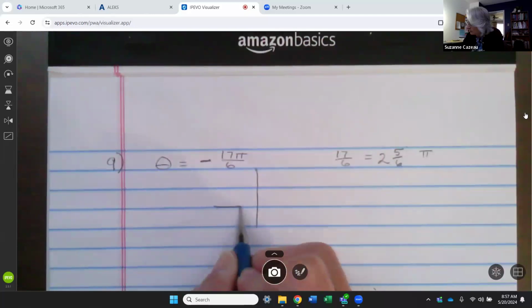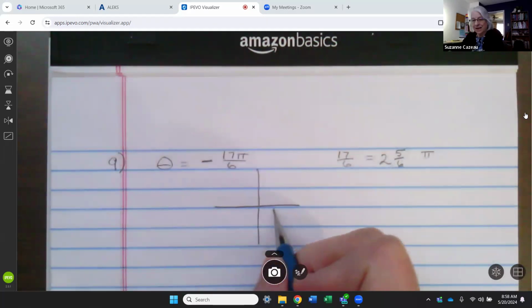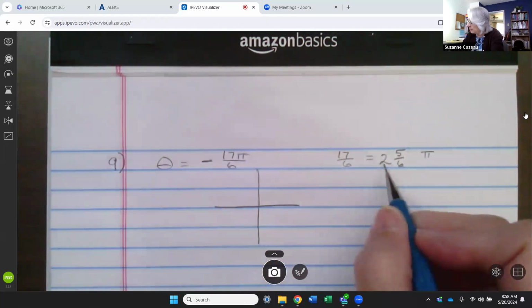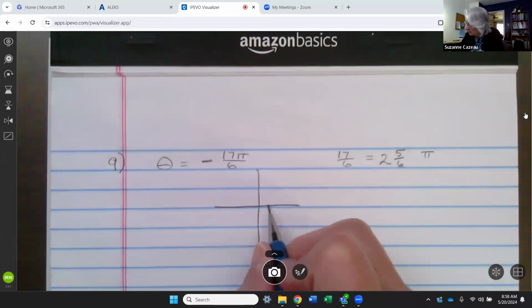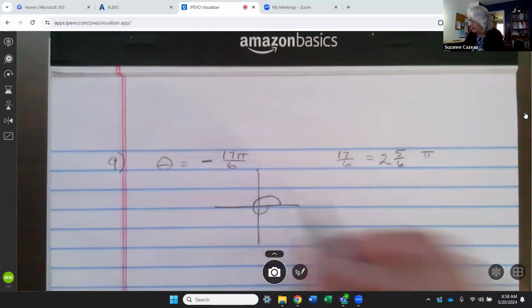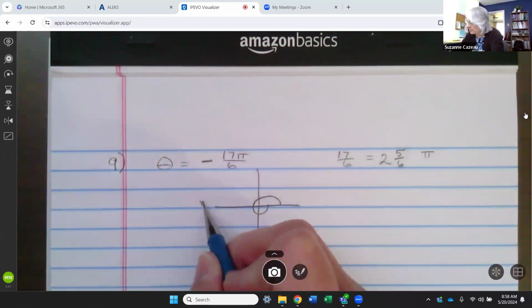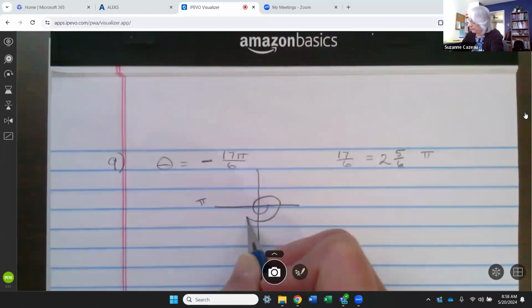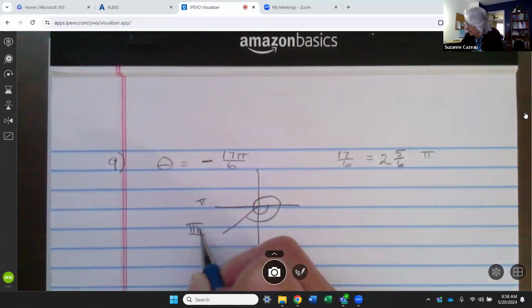Okay, so let me just draw this out a little bit. I'm going to go in the negative direction now. That's clockwise. And I'm going to go 2 and 5/6 pi. Every time I go around, that's 2 pi, so there's 2 pi, right? Now I've got to go 5/6 pi more. And remember, this is pi over here. So 5/6 of the way over to the pi is going to land me over here, right? In quadrant 3.